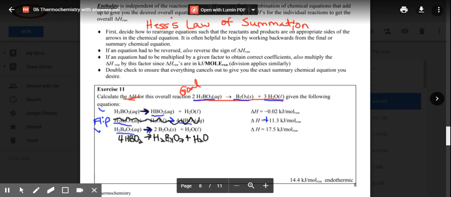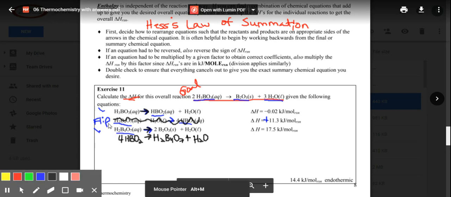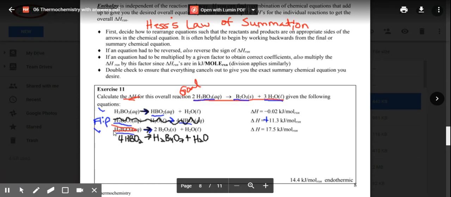H2B4O7, I have one on my product side now and one on my reactant side. So what that does is that eliminates H2B4O7 from my reaction completely. Now, when you have things cancel out, I do not have to manipulate delta H. It's just because it cancels out naturally.